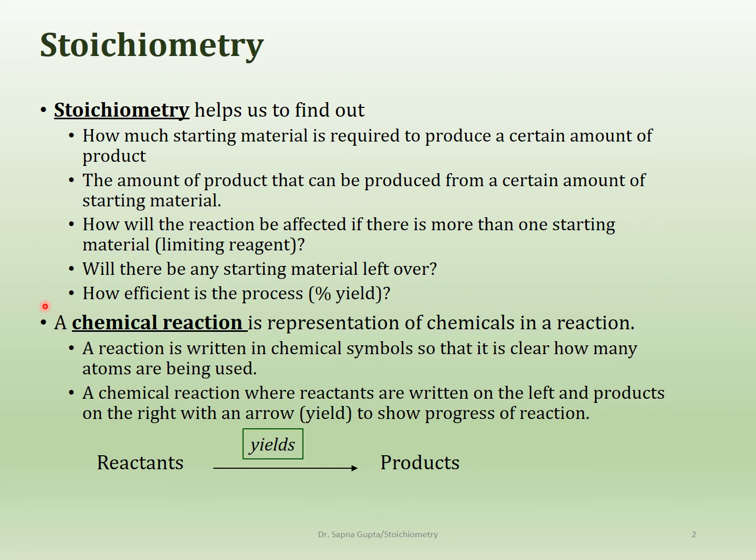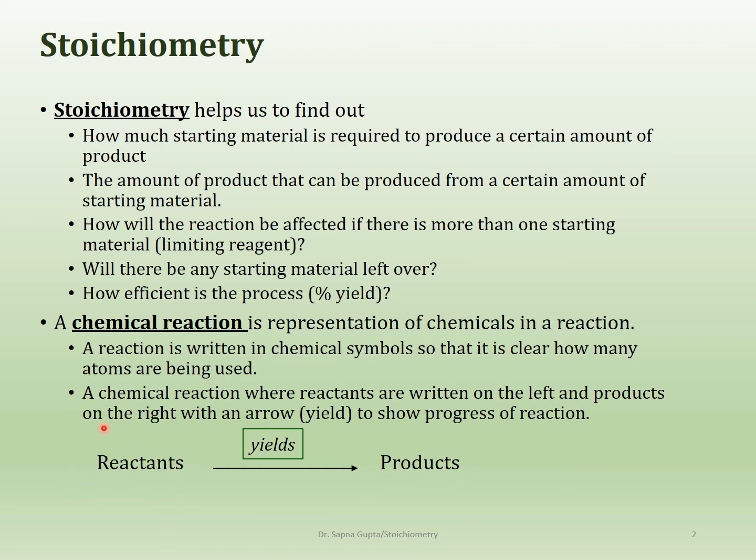Then how do you do stoichiometry? One of the most basic things that you start with is a chemical reaction. A chemical reaction is a representation of chemicals in a reaction. The reaction will be written in chemical symbols, so you can clearly see how many atoms are involved here. If you just write the name of chemicals, then you really cannot see how many atoms you have, because if you remember, when you have main group elements, you really cannot see how many different atoms you have in there. So this is how you would write a reaction in general.